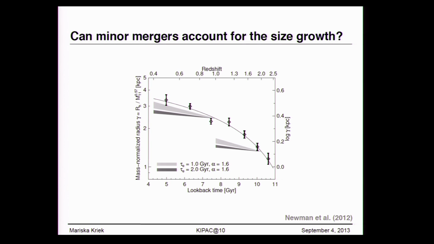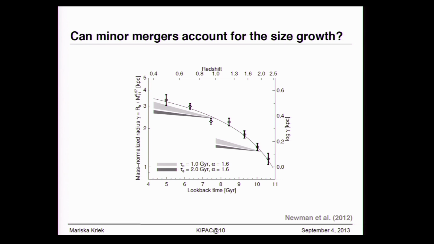Okay, is it that simple? Minor mergers puffing it up, so question solved. Well, this is indirect, right? We're thinking that it's minor mergers, but we don't actually count the minor mergers. So this is what this work by Drew Newman shows: if you actually count the minor mergers, this idea might actually be problematic.